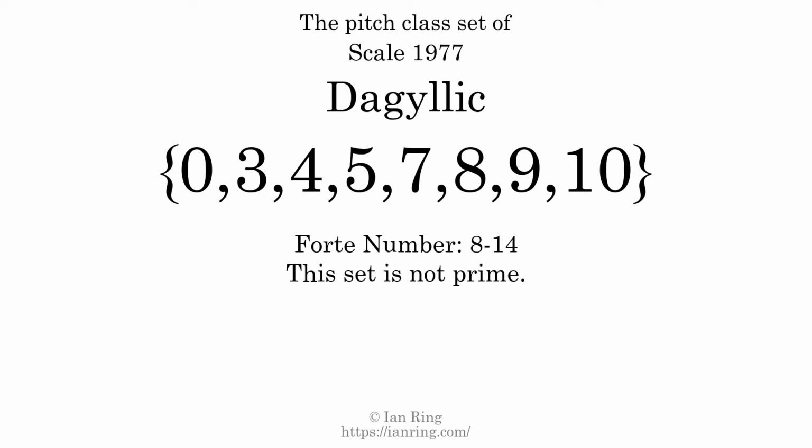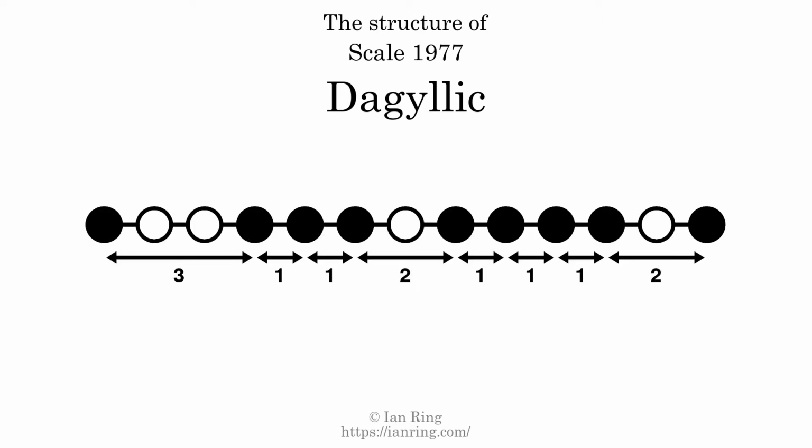The forte class is 8-14. This set is not prime. The structure of a scale is a description of the interval distance between each successive tone. This scale has a structure of 3 1 1 2 1 1 1 2.